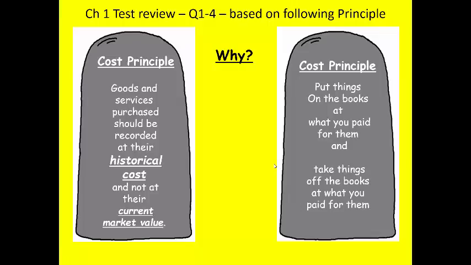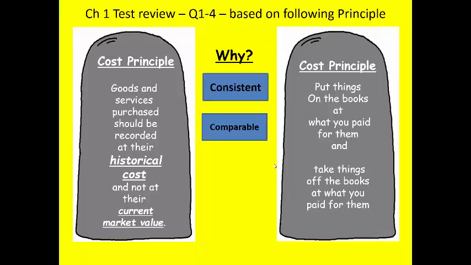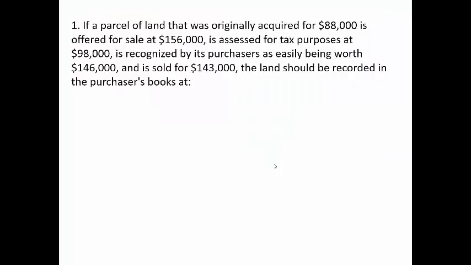And the reason why you do this, before we get into that, is so that things that you record are consistent, are comparable. And let's look at our first example. If a parcel of land that was originally acquired for $88,000 is offered for sale at $156,000, is assessed for tax purposes at $98,000, is recognized by its purchasers as easily being worth $146,000, and is sold for $143,000, the land should be recorded in the purchaser's books at what?